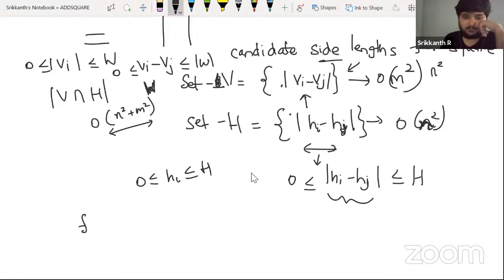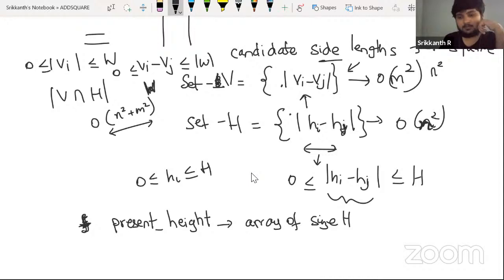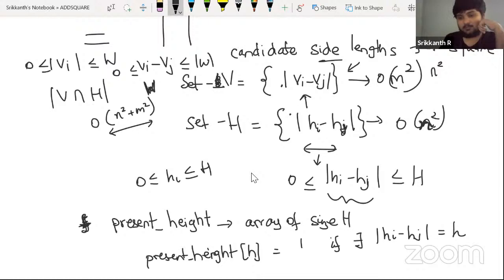We don't even need a frequency table. We need a present table, present height. Let's say it's an array of size H. Present height of h is equal to 1 if there exists some pair of Hi, Hj such that their difference is h, and 0 otherwise.